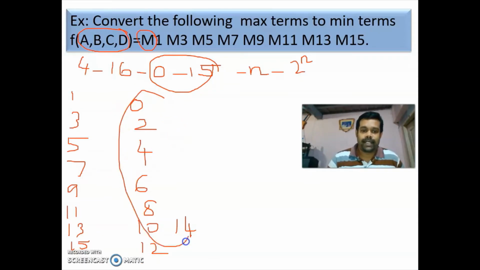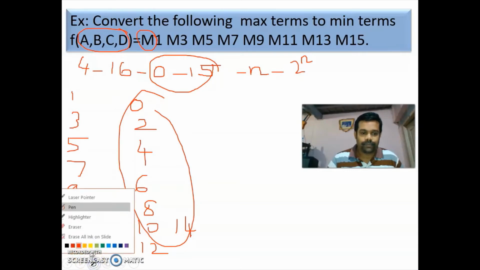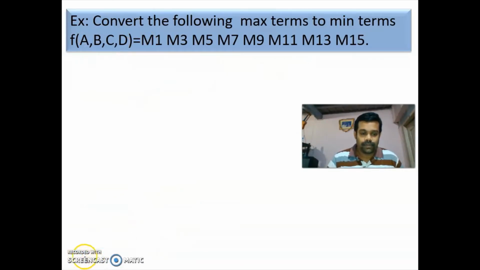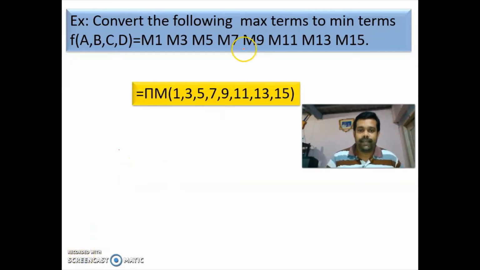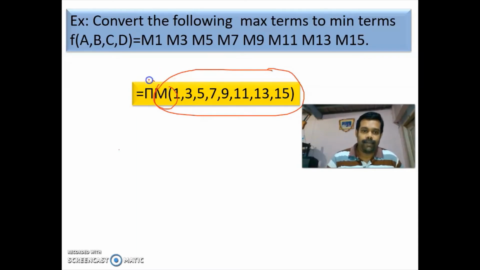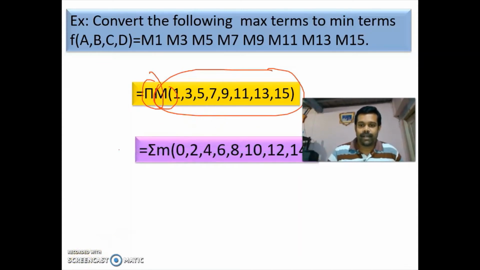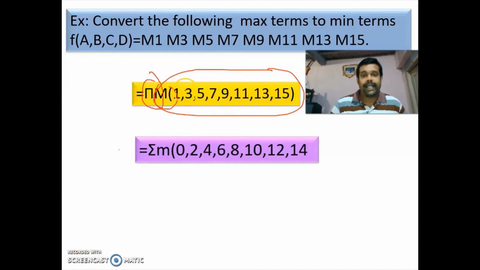So these numbers are the min terms. Now, these are the given numbers. These are the max terms. Max terms will be using capital M and will be using product. Then the missing numbers we already found out. So we are writing in SOP. Min terms means SOP. So we have to use the symbol summation and you have to use the small m, and we have written the missing numbers.